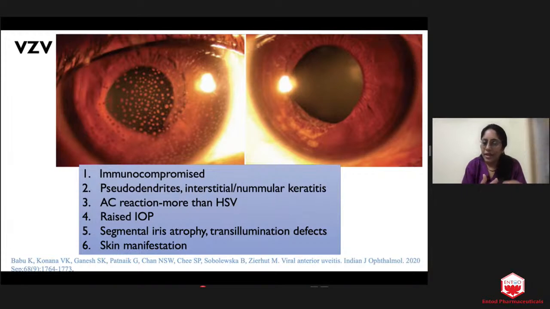And the other entity is where you have recurrent episodes of anterior uveitis due to varicella zoster virus. That is seen more frequently in immunocompromised individuals, where there can be pseudodendrites, etc. And the AC reaction is there, but the telltale sign would be iris atrophic changes. So you have a patient with recurrent anterior uveitis and iris atrophic changes. Again, you suspect a viral uveitis, more likely VZV. Here also, the pressures are usually high.